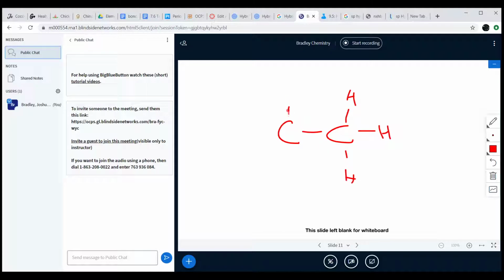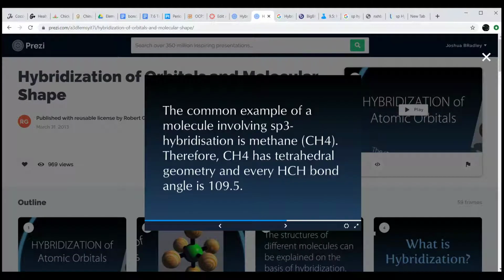Now, we said that this one is sp3, which means that we should expect 4 electron groups. Okay, so sp3. 1, 2, 3, 4. We have 4 orbitals involved. That's what's going on here with sp3. This one, we have 109.5. If you entered it into your calculator and took 360 divided by 4, you should end up getting 109.5.